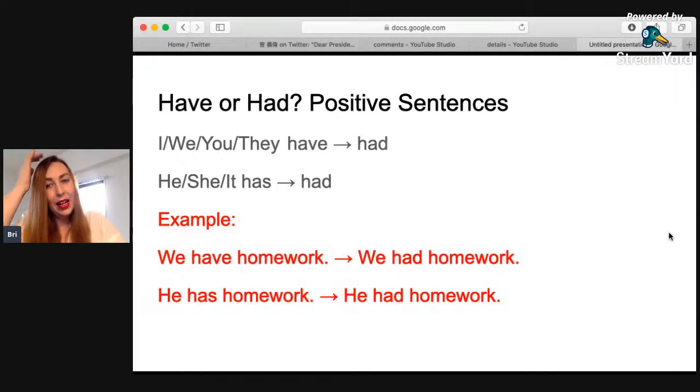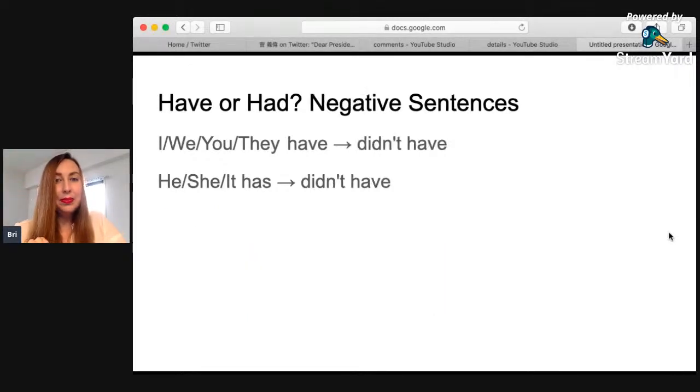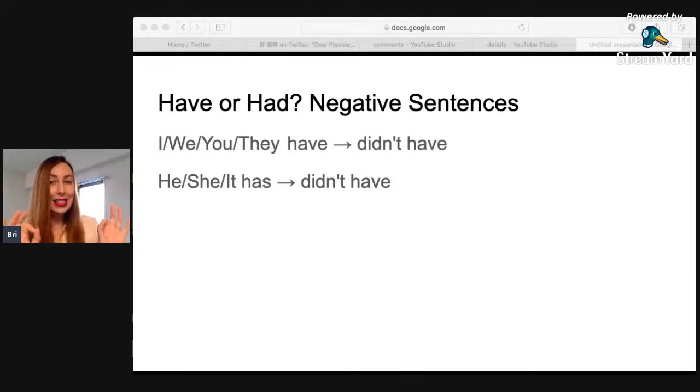Let's see. Okay, let's go to the next one. Ooh, negative sentences. So I, we, you, they have is positive, right? When we want to make a negative sentence, we're going to say didn't have. And this is in the past, right? Didn't have, did not have. A negative sentence in the past. He, she, it has is also going to be didn't have, okay? So in the past, didn't have.